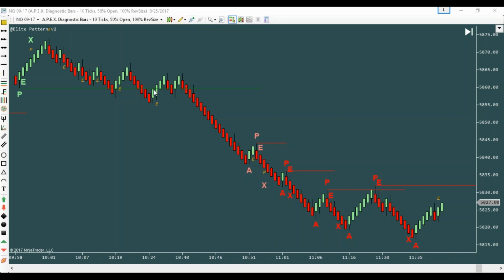Okay? But we're not just taking something because it's a lower low or higher low, or because there's an E. We don't just take something because there's an E or because there's an arrow. We want it all to line up. Okay?